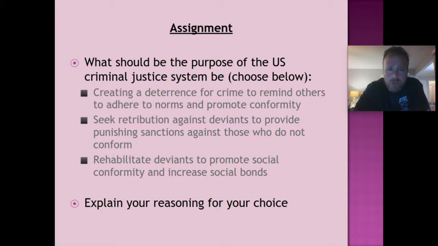What should be the purpose of the U.S. criminal justice system? All right. So, what should it be? So, we have creating a deterrence for crime to remind others to adhere to norms and promote conformity. All right. So, what is this first one? Creating a deterrence. So, to deter people from committing crime.